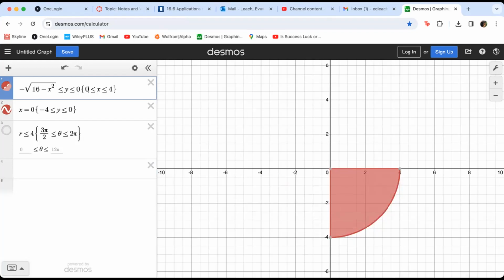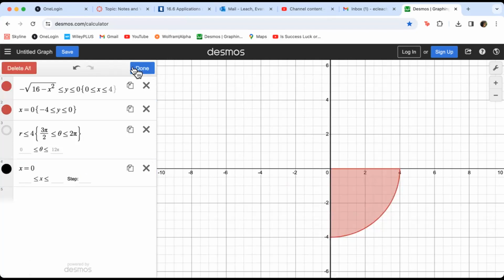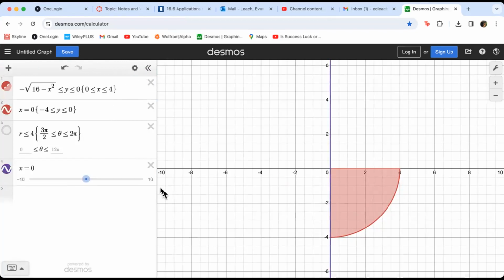This second line that I have here where x is equal to 0 is just a vertical line. So if you just type x equals 0, that will give you a graph on the y-axis. Make it different colors. So x equals 0 is going to give you a vertical line. That's the y-axis. That's the equation for the y-axis in rectangular coordinates. And what I've done is I've just restricted the x equals 0 for y between negative 4 and 0. And so that fills in this line that isn't normally visible. I just wanted to highlight that.